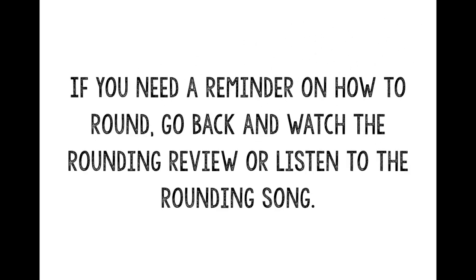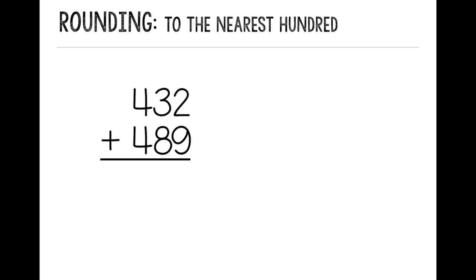We're going to try rounding now to estimate, and if you need a reminder on how to round, go back and watch the rounding review or listen to the rounding song to go back over the steps. First, we're going to round to the nearest 100. So again, I'm working with 432 plus 489. So when I look at my first number, 432, I have a 4 in the hundreds place, and its neighbor is a 3. And I know that's 4 or less, let it rest, so 432 is going to stay as 400.